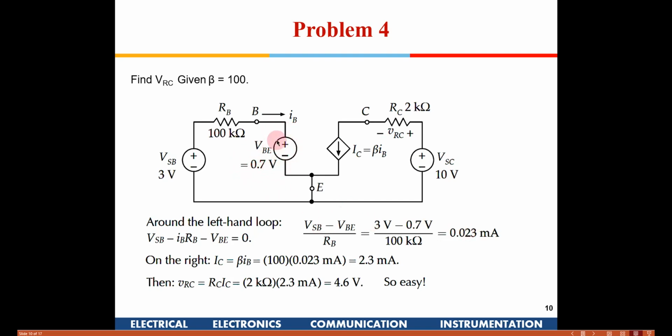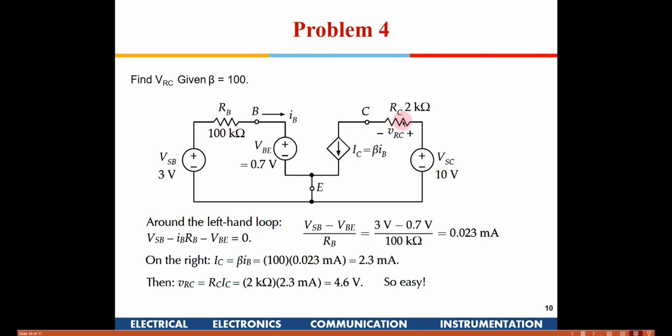So if I have to find out the current which is flowing into the base, it will be 3 minus 0.7, which is the voltage across this base emitter, divided by 100k. There is a resistance out here which limits the current flowing into this circuit. So I get 0.023 milliamperes. Now to find out the current through the collector, I need to multiply it with beta. Beta is given in the problem as 100, so you get 2.3 milliampere, that is the current flowing into the collector.